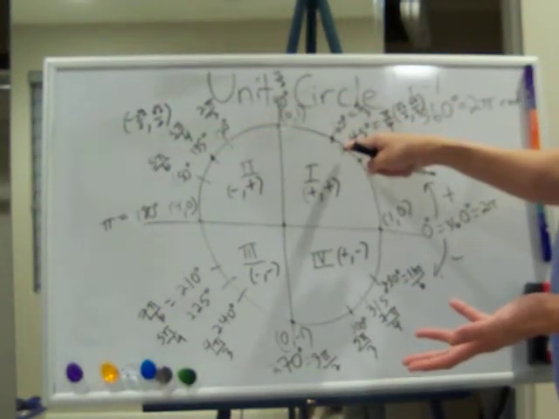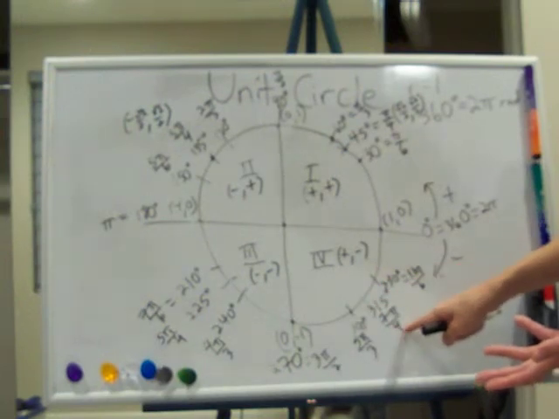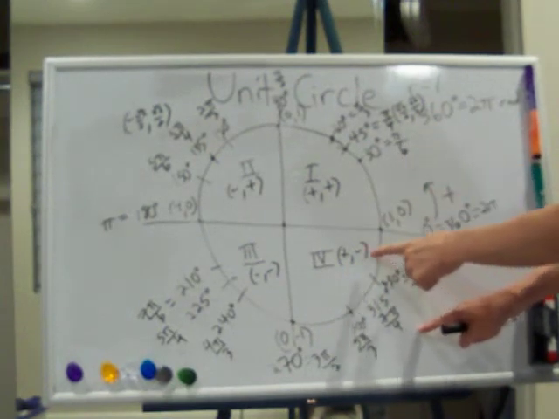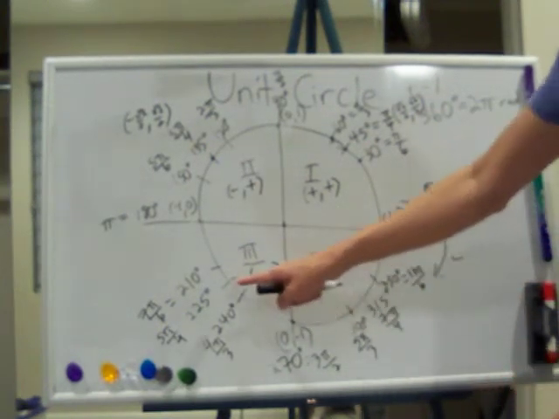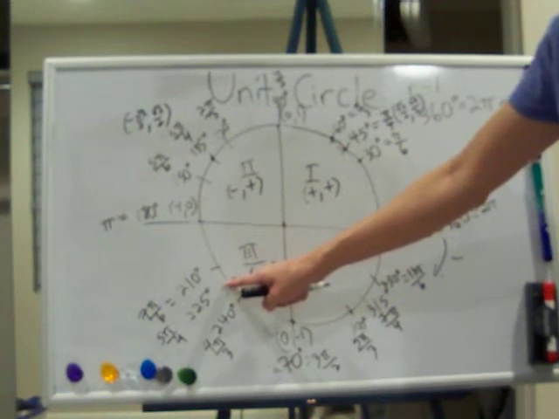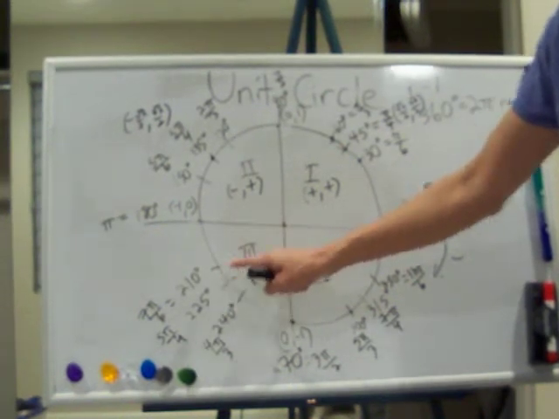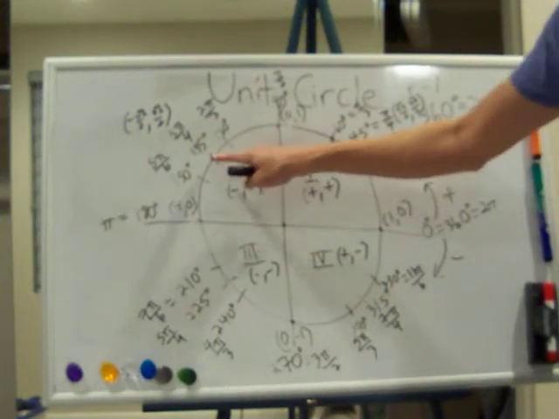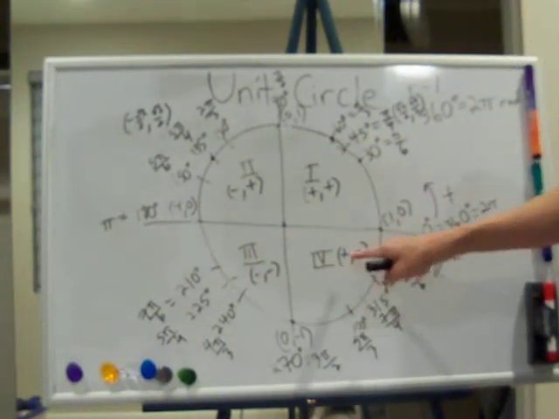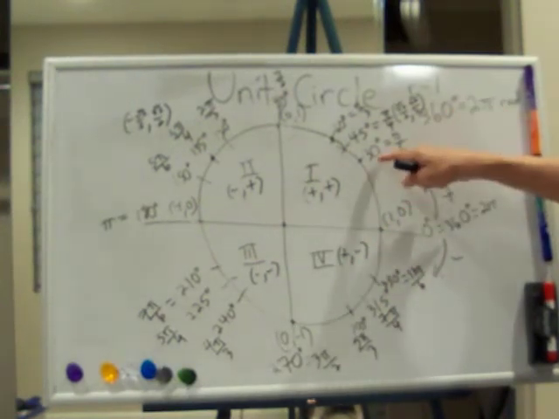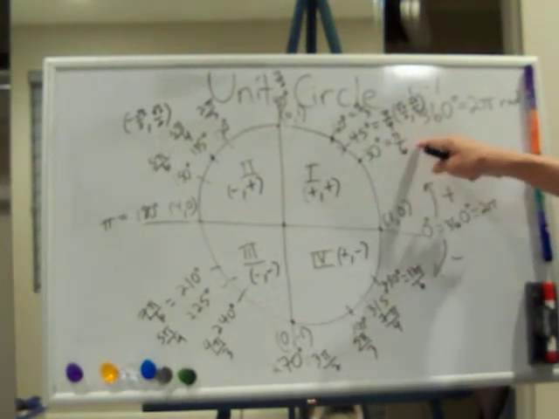And guess what? If you know this point, you automatically know this point. So this point you could probably guess is what? Positive rad 2 over 2, comma, negative rad 2 over 2, right? And this partner point would be what? Negative rad 2 over 2, comma, negative rad 2 over 2, right? So by knowing this one point, you already know these other 3 points here. All you have to do is change the signs. That's it. Easy, right?